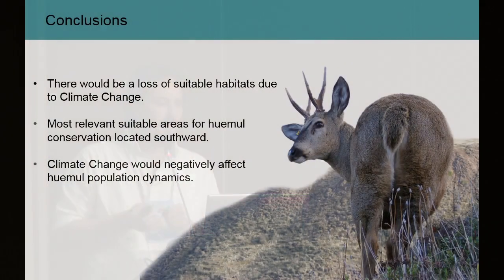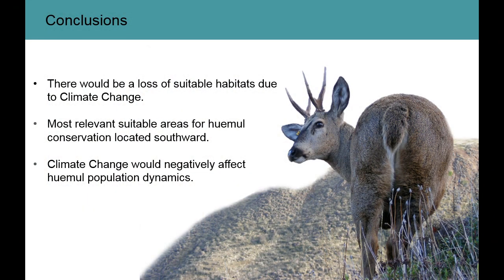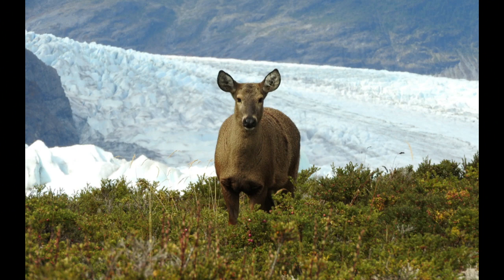So in conclusion, there would be a loss of suitable habitat for the Huemul if the predictions of climate change occur. The most relevant suitable areas for the Huemul would be concentrated in the south, specifically in the Chilean part, and also climate change would affect the Huemul negatively, even in the southern part where is the best area. Thanks a lot.